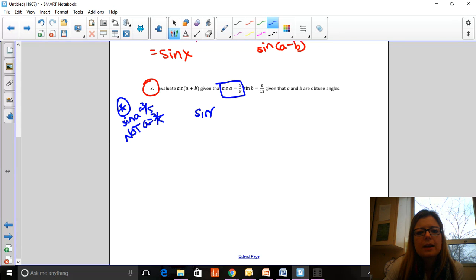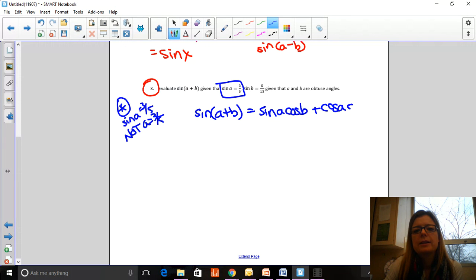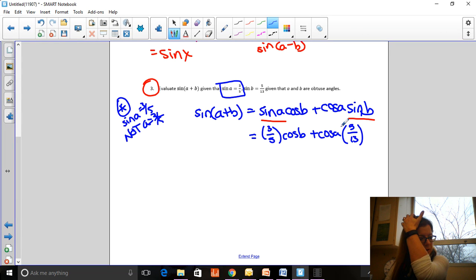So let's recall that sine of A plus B is equal to sine A cos B plus cos A sine B. Okay, so the good news is that we already know sine A and we know sine B. So we can sub those things in, but then we still have to do some work to find cos B and cos A. So sine A is just 3 over 5, but we still got to find cos B, and then cos A, we still got to find, and sine B is 5 over 13. So how can we find cos B and cos A?